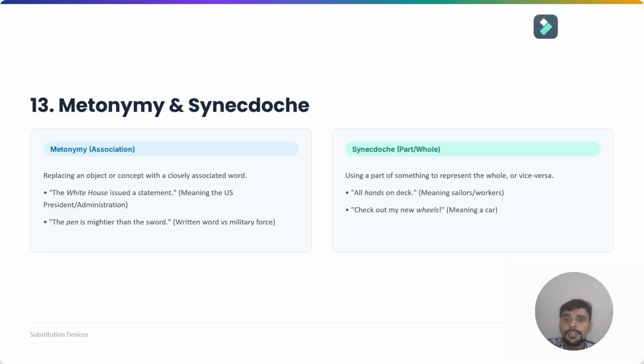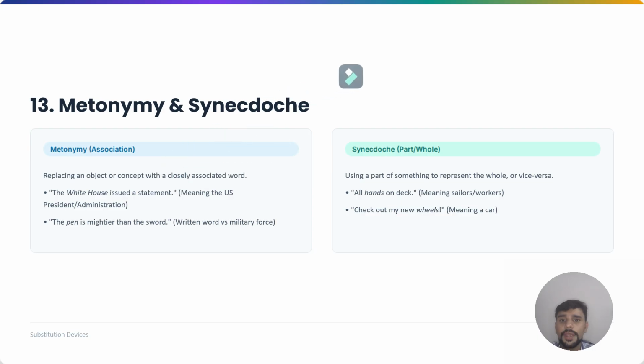First, metonymy. Metonymy happens when we refer to something using a closely associated term. For example, the White House issued a statement. The building itself didn't walk into a room and write a statement. The White House represents the administration or people associated with it. Another example, the pen is mightier than the sword. The pen represents writing or intellectual power. The sword represents military or physical force.